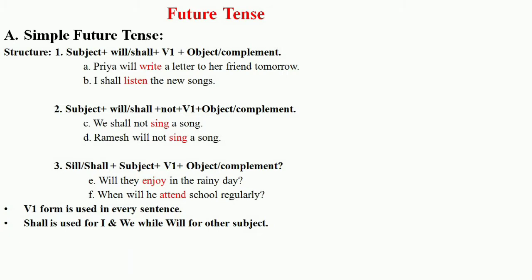Now we will know the structure of interrogative sentence. So the structure for it is will or shall plus subject plus first form of the verb plus object or complement with a question mark. Examples are: Will they enjoy in this rainy day? When will he attend school regularly? Students, first form of the verb is used in every sentence. Shall is used for I and we, while will for other subjects.